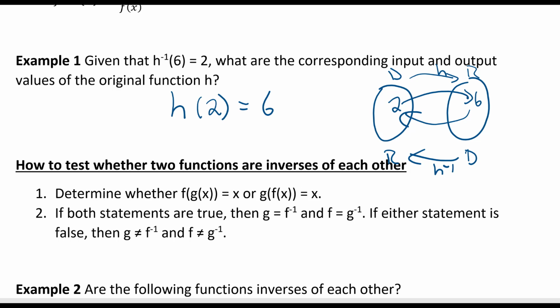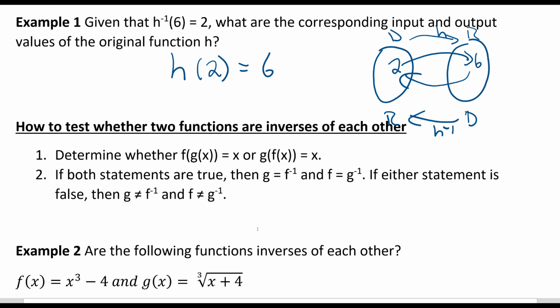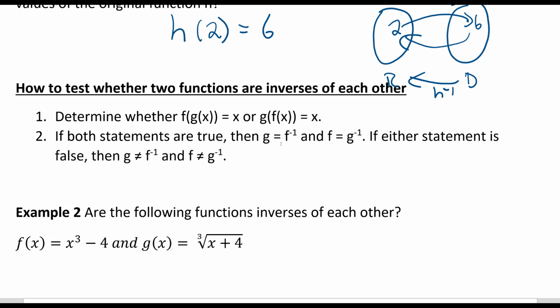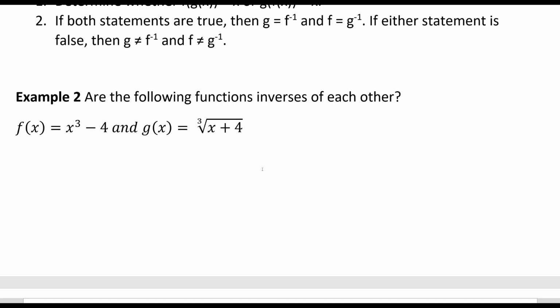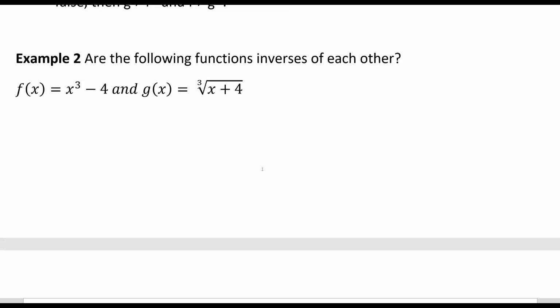Okay, how to test whether two functions are inverses of each other? f of g of x equals x, and g of f of x equals x. They both have to work. So if both are true, then they are inverses. If one of them doesn't make x, then they're not inverses. Are the following functions inverses of each other?